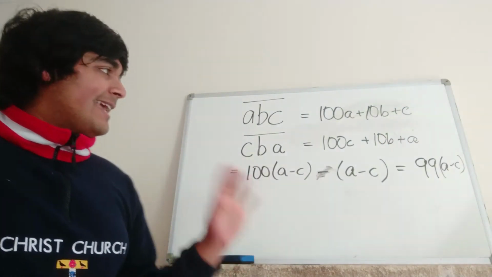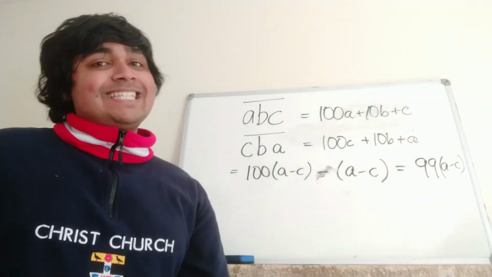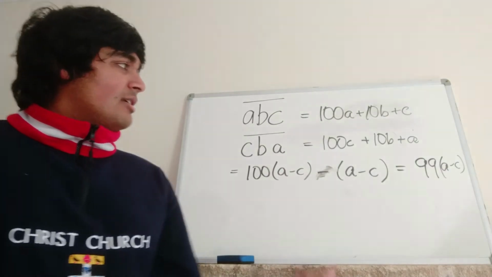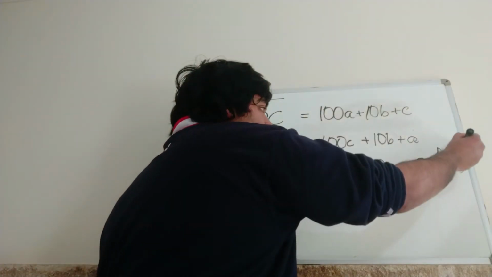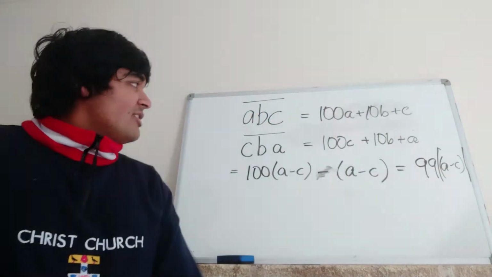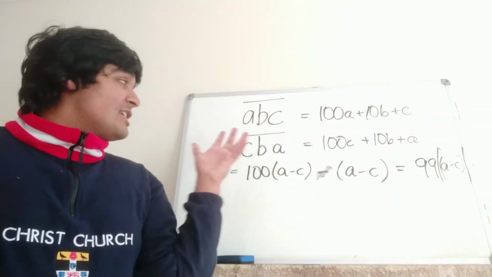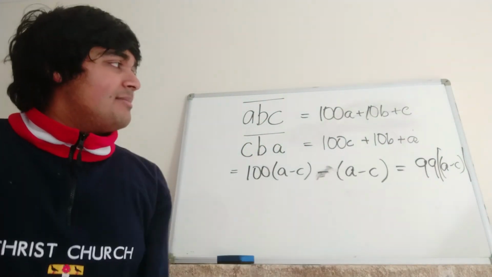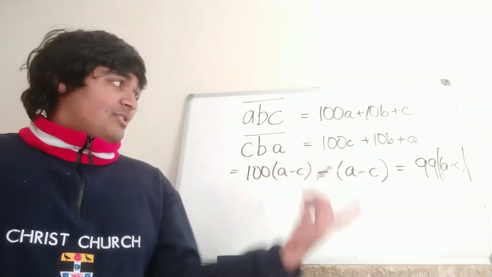If C was bigger than A, then we get the same thing, but here we just have C minus A instead of A minus C. So a way we can get around that is just by putting modulus signs around this thing here. So when we do the first two steps of this magic trick, we end up with 99 times the magnitude of A minus C.